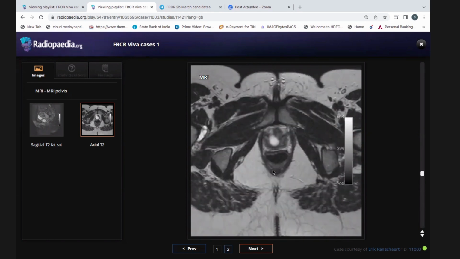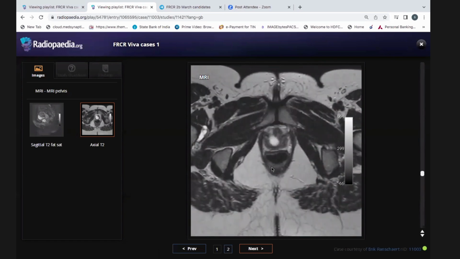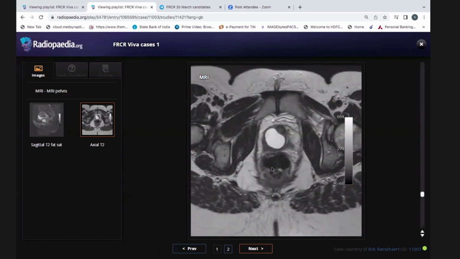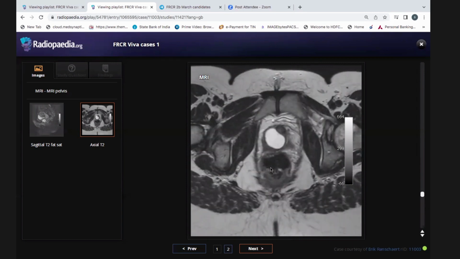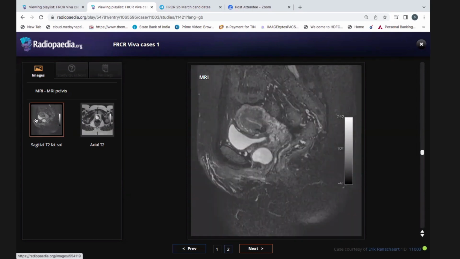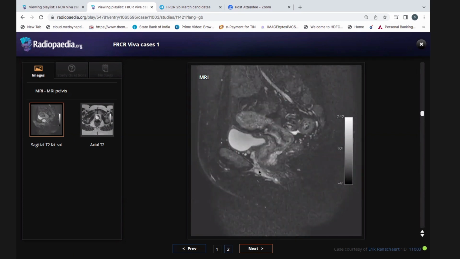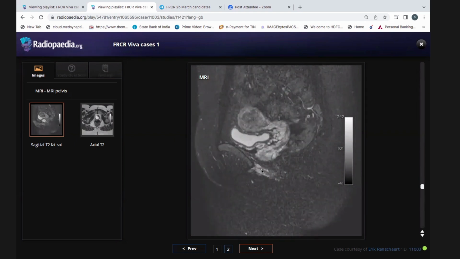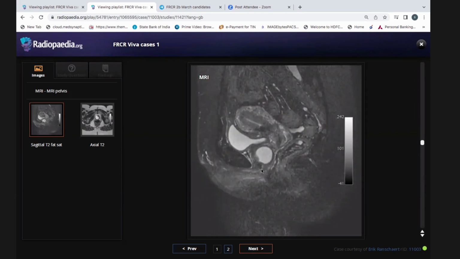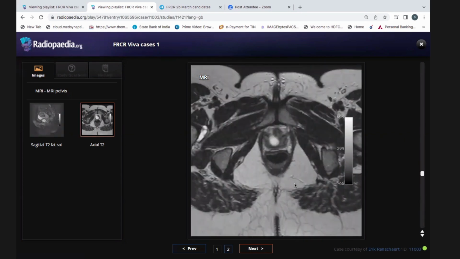Axial T2 of the patient presented with recurrent urinary tract infection showing dilated urethra. I'm going to check the sagittal. A cystic-like structure is seen within the prostate. It's seen within the prostatic region. I'm worried about prostatitis.